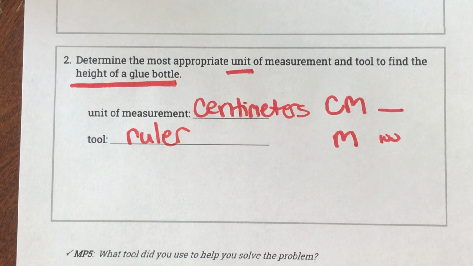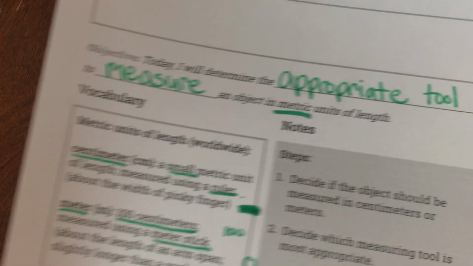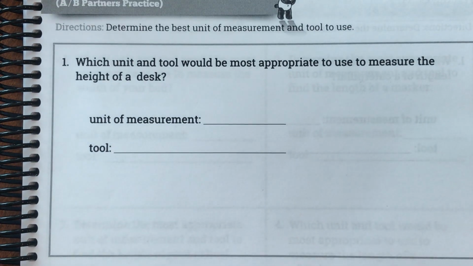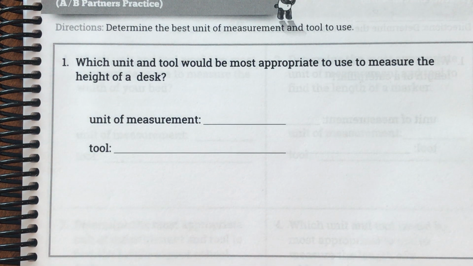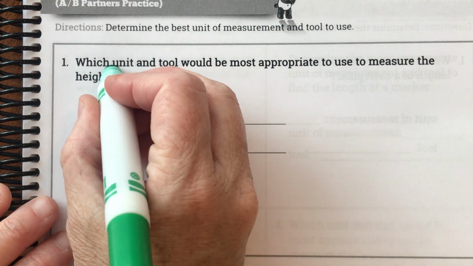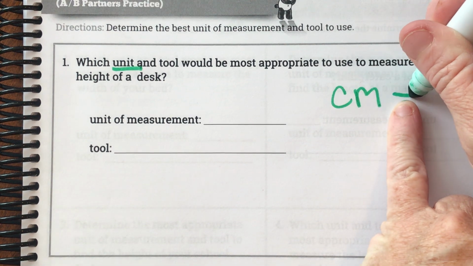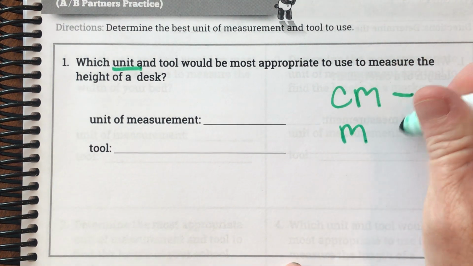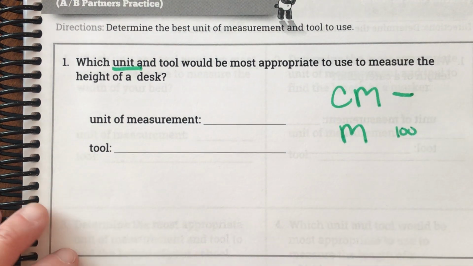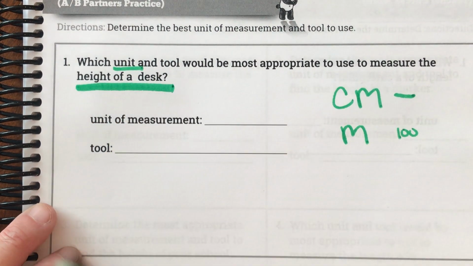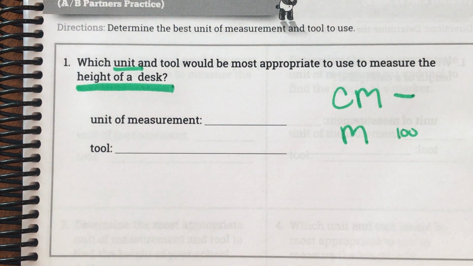Okay, boys and girls, let's try some together. We are on page 102 of your student journal, 102. Here's our first question. Which unit and tool would be most appropriate to measure the height of a desk? The height of a desk. Our unit choices, remember, are centimeters, which are about this big, or meters, which are about 100 centimeters. Let's think about the height of a desk. Is that a small measurement or a large measurement?